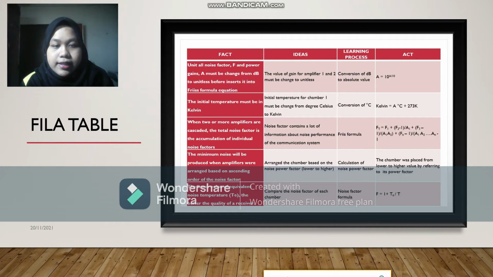And the last one is the lower the value of equivalent noise ratio, the better the quality of a receiver. The idea, compare the noise factor of each chamber. The learning process is the noise factor formula, which is F equal to 1 plus Te divided by T.